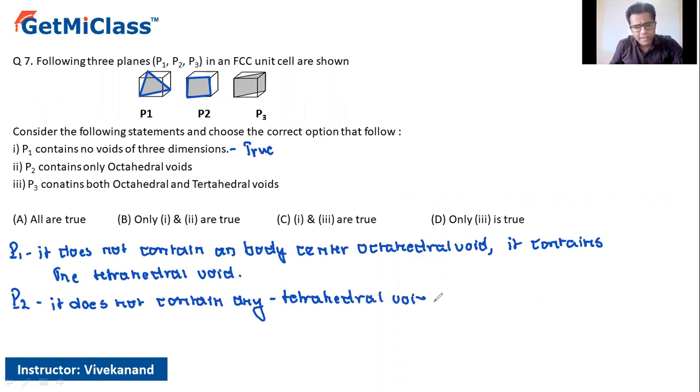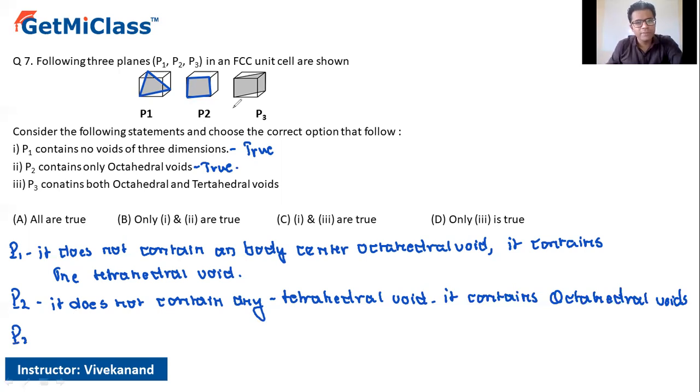Now, as it does not contain any tetrahedral voids and as it is covering only a face, that means the body part is still remaining. As the body part is remaining, there are very good chances of it having octahedral voids. So it contains octahedral voids. Therefore the P2 condition, that P2 contains only octahedral voids, is also a true case in this scenario. Now let's observe the condition number P3.